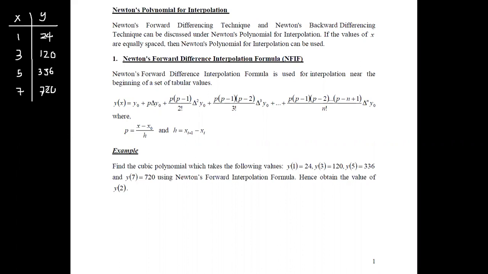This is the set of tabular values that they have given, and first of all they are asking what this y is, what is the function which represents this y. Now what we need to do is identify this function. They are asking what is this f. This is what we need to identify using Newton's forward polynomial interpolation formula.